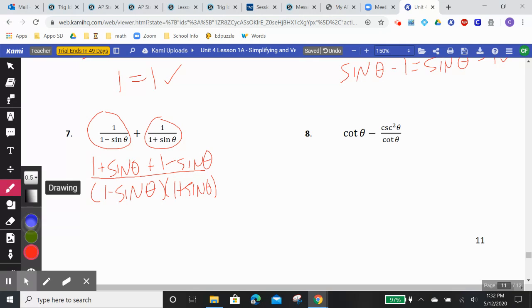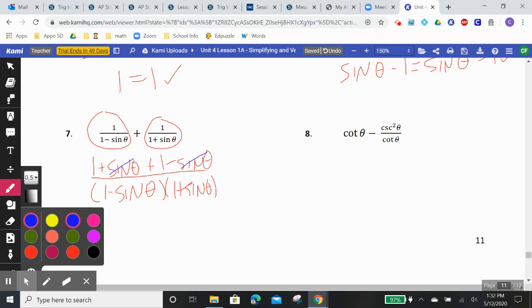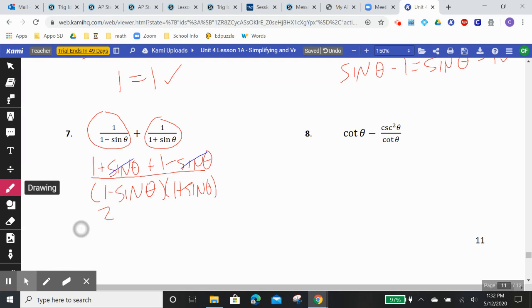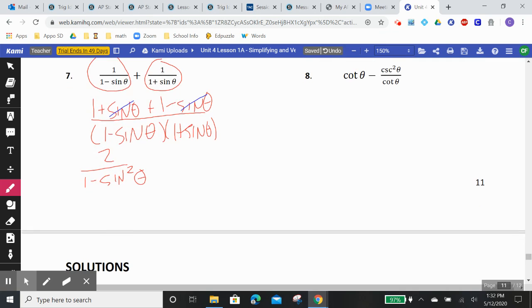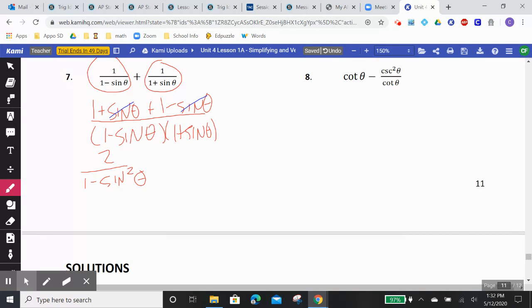All right, what do we notice happens here? Our sines in the numerator cancel out, and we are left with 2 over 1 minus sine squared theta. I'm doing that because I can FOIL my denominator, multiplying binomials which are conjugates of each other. So don't I know that this turns into 2 over cosine squared? And we just have to get rid of that fraction as our answer. So we get 2 secant squared theta.